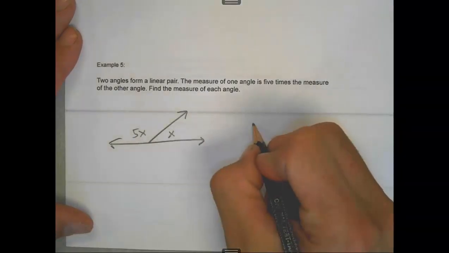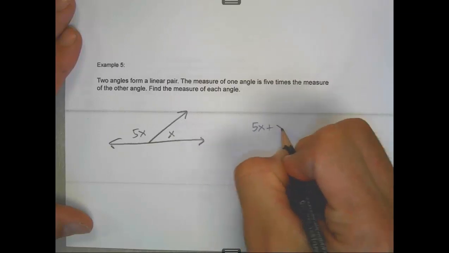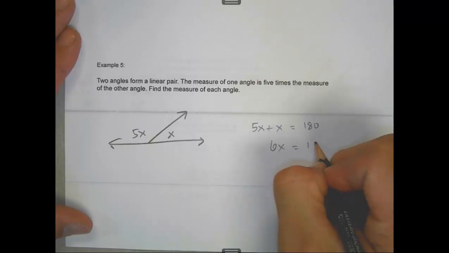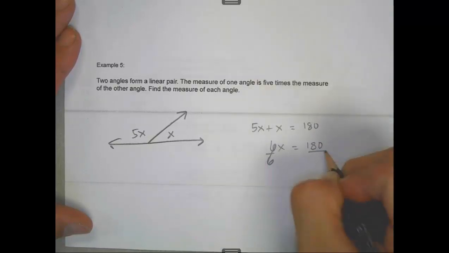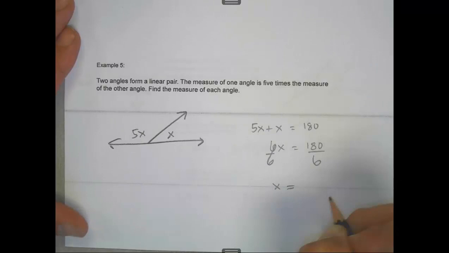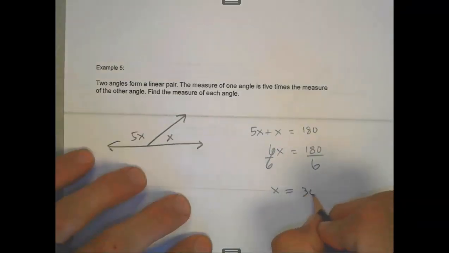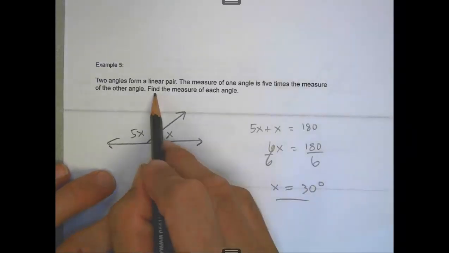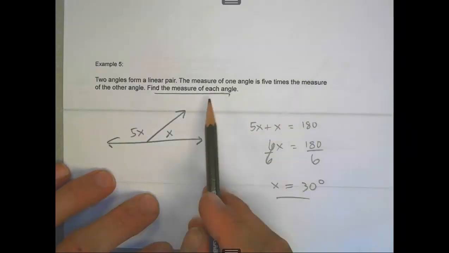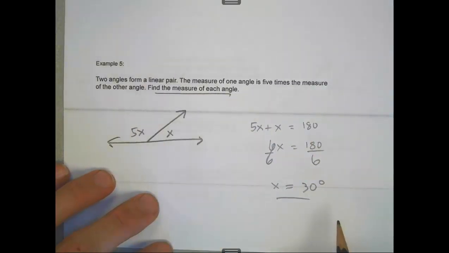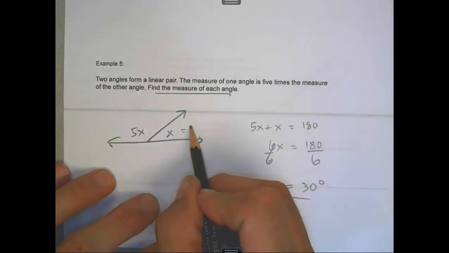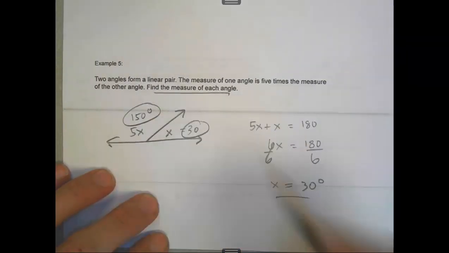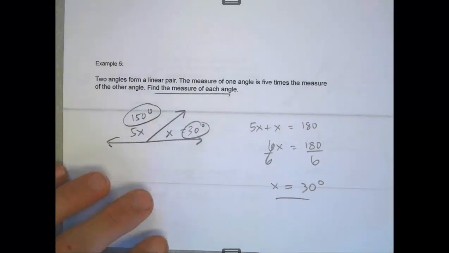All right, we want to find the measure of each, so we're going to write an algebra equation. We're going to write 5x plus x has to equal 180. So that's 6x equals 180. Divide both sides by 6. And x equals 30 degrees. All right, that doesn't answer the question, so I'm just going to underline that. They wanted the measure of each angle. So make sure you go back and read the question before you submit an answer. So one of the angles is 30 degrees, but the other one is 150 degrees. All right, so our answers are 30 degrees and 150 degrees.